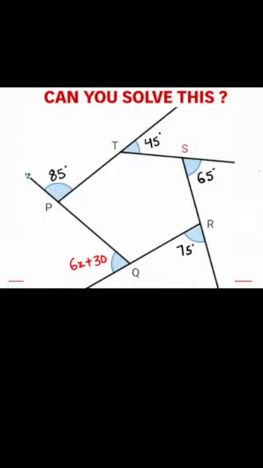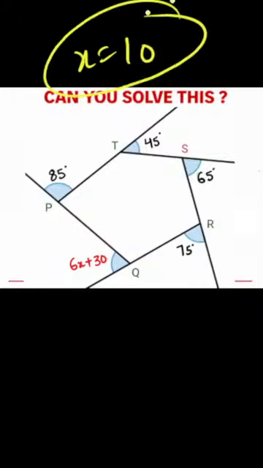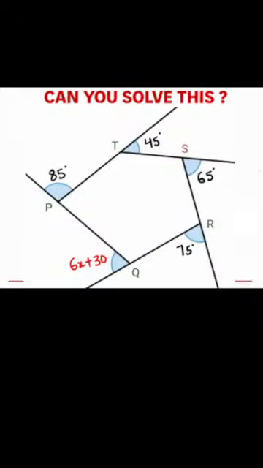Yes, Abhishek, you are right. See, these are the exterior angles, and we know the sum of all the exterior angles of a polygon is always equal to 360 degrees. So we can add all of these angles and equate it to 360 degrees, and on solving you'll be getting x as 10. 10 is the right answer. Yes, let's have the next one.